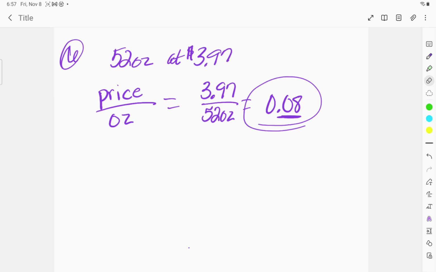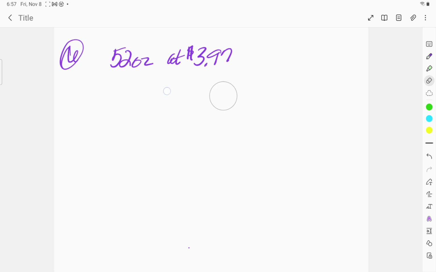All right, so this whole page 16, this is all this is, just figuring out your cost per ounce or per pound or whatever the measurement is, okay?